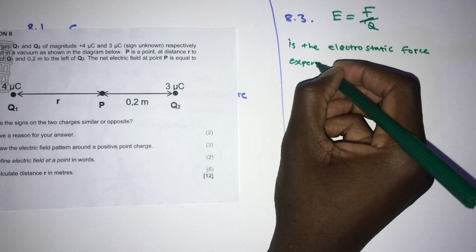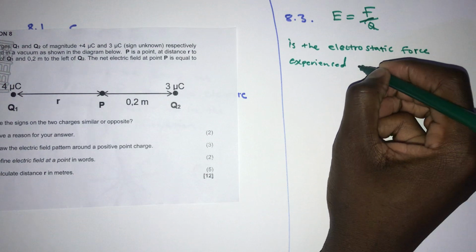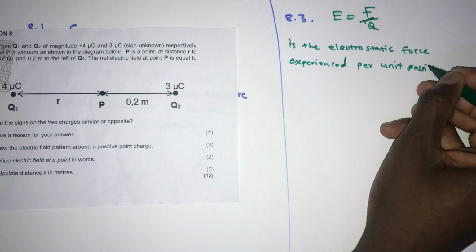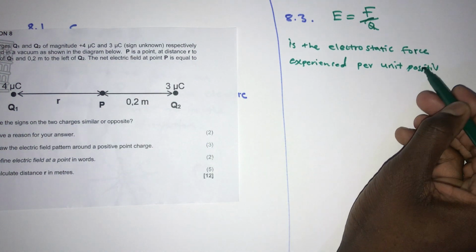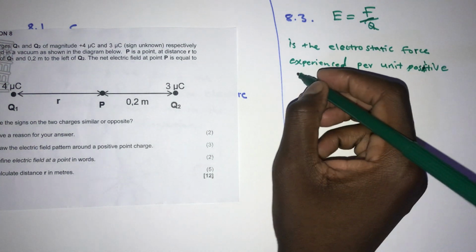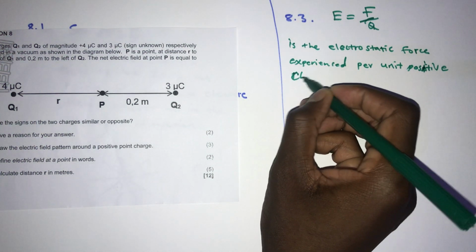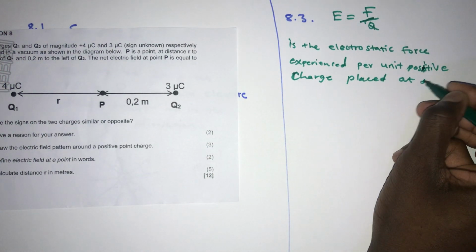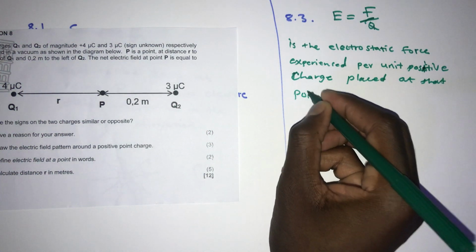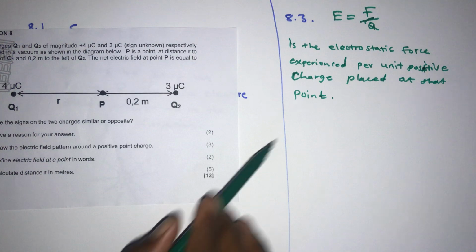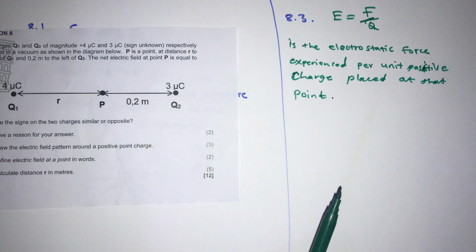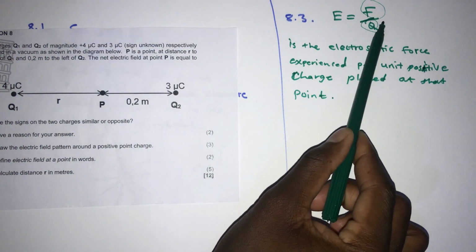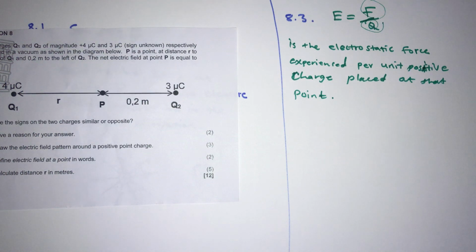So we can say it is the electrostatic force experienced per unit positive charge placed at that point. So this is our electric field at a point. The electric field is the electrostatic force experienced per unit positive charge placed at that point, right?